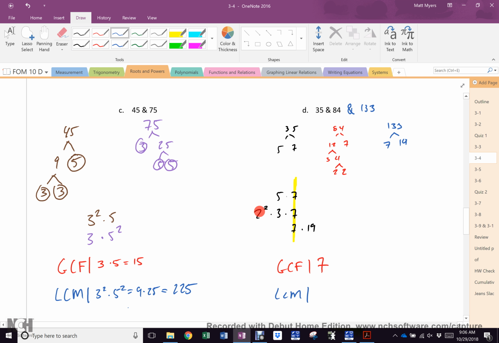Any other 2s? So do I have to count both of them? Yeah. 2 squared. Any other 3s? No, so I got to count it, don't I? Any other 5s? Nope. So I got to count it, don't I? How many 7s do I count? 1. And then what? 19. Not doing that in your head. 4 times 3 is 12. 12 times 5 is 60. 60 times 7 is 420.